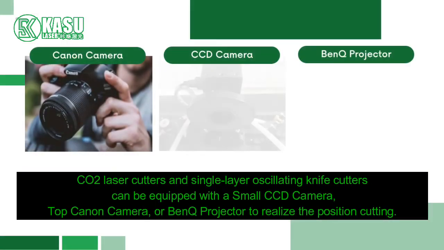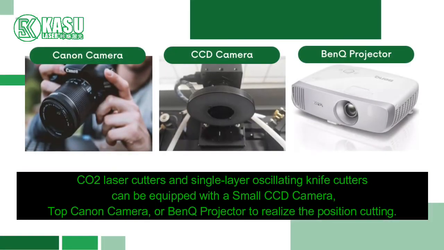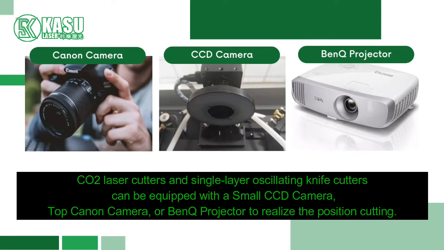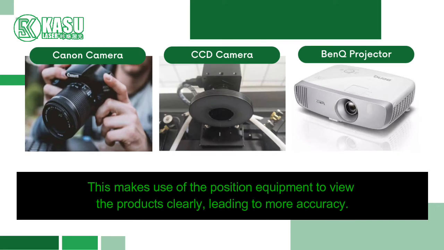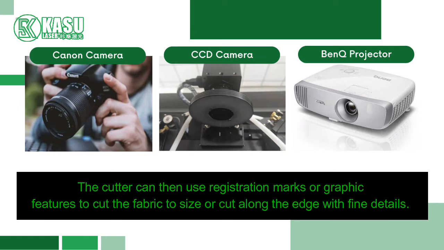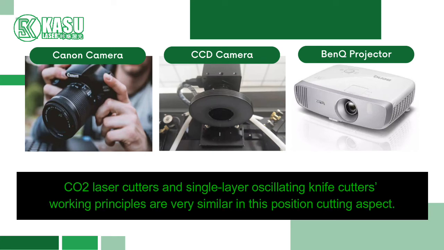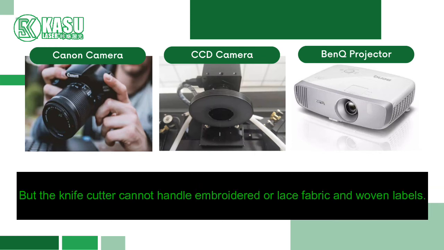CO2 laser cutters and single-layer oscillating knife cutters can be equipped with a small CCD camera, top Canon camera, or projector to realize the position cutting. This makes use of the position equipment to view the products clearly, leading to more accuracy. The cutter can then use registration marks or graphic features to cut the fabric to size or cut along the edge with fine details. CO2 laser cutters and single-layer oscillating knife cutters' working principles are very similar in this position cutting aspect, but the knife cutter cannot handle embroidered or lace fabric and woven labels.